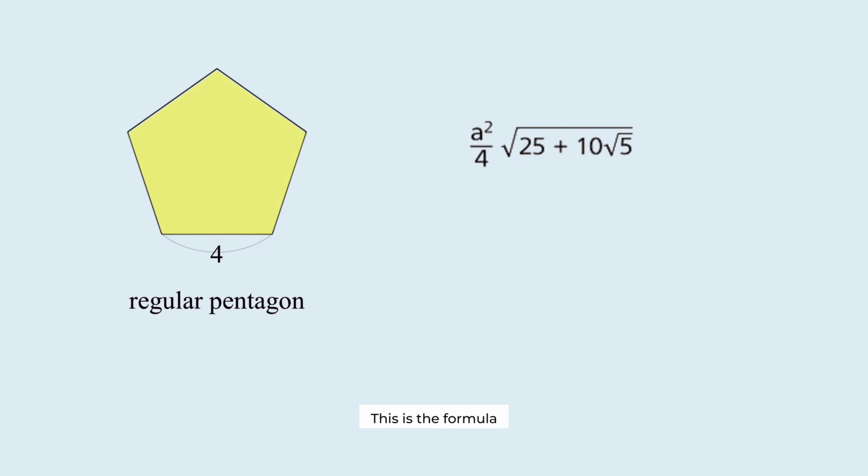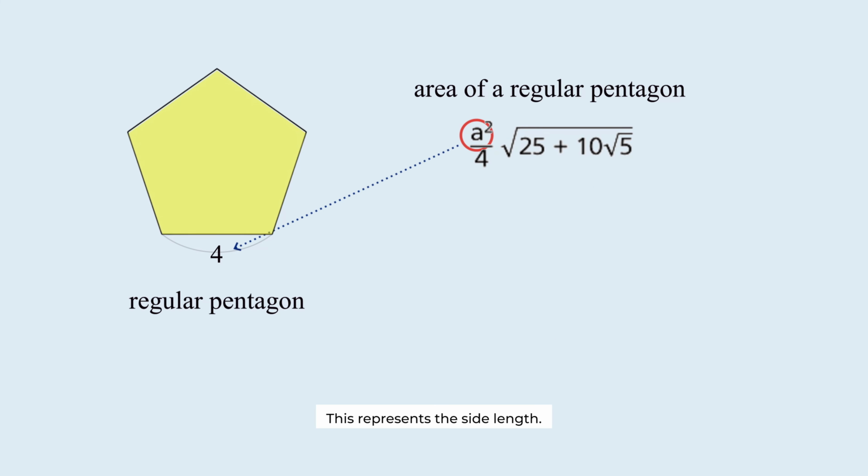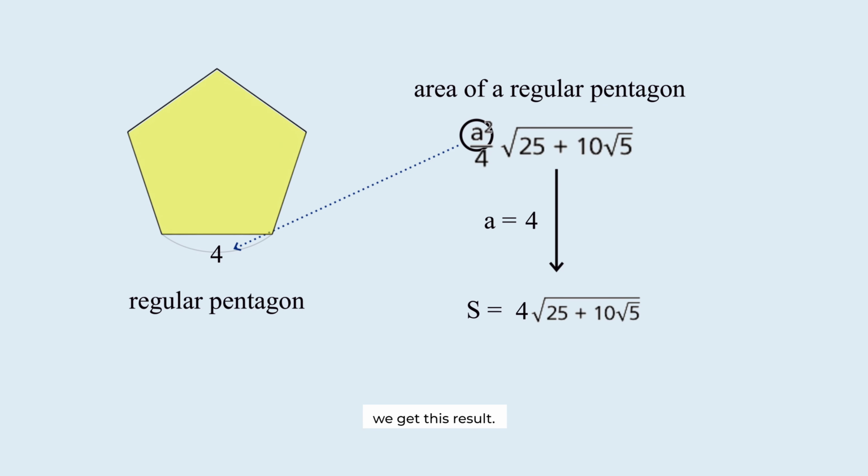This is the formula for the area of a regular pentagon. This represents the side length. Since the given side length is 4, using this formula, we get this result. Now, let's derive this answer using my new idea.